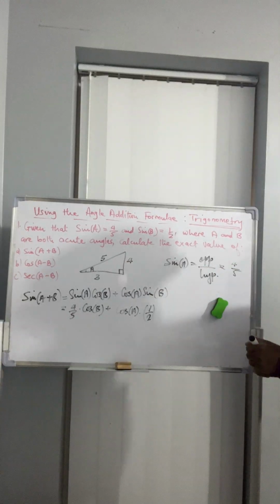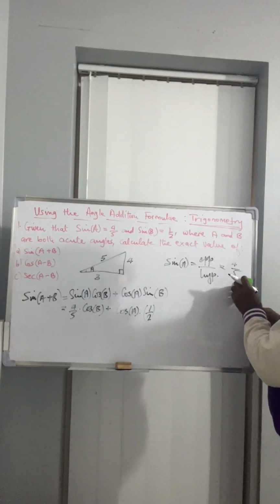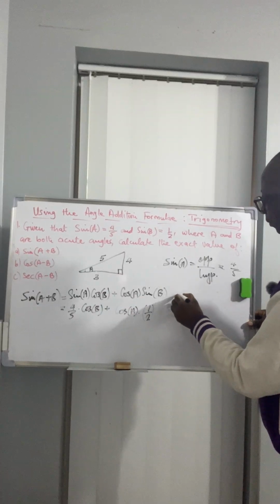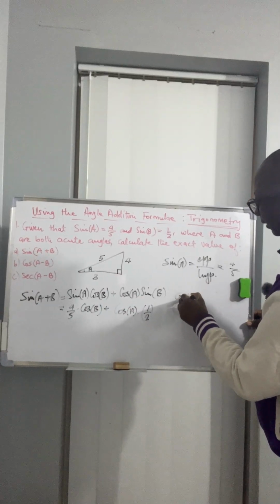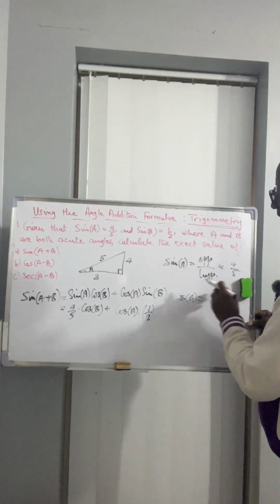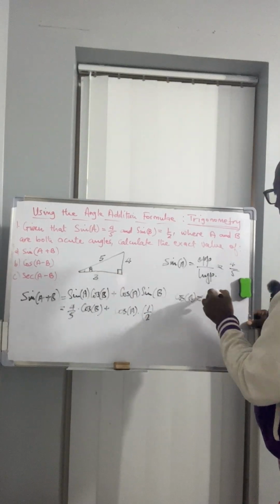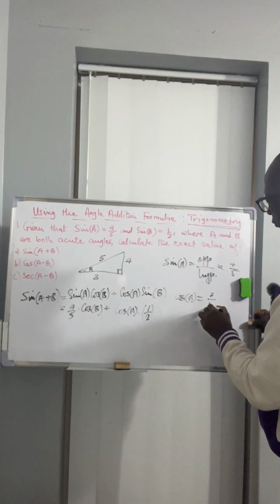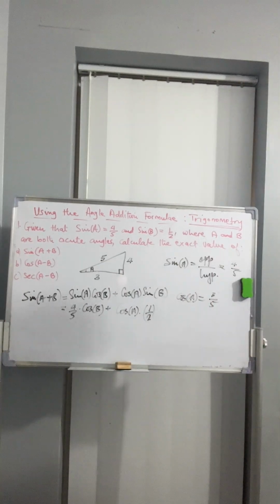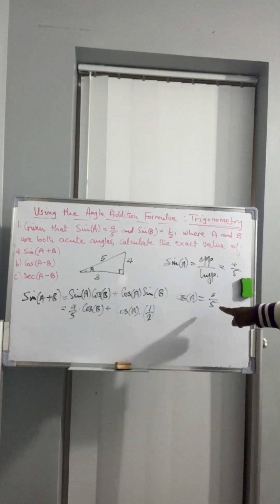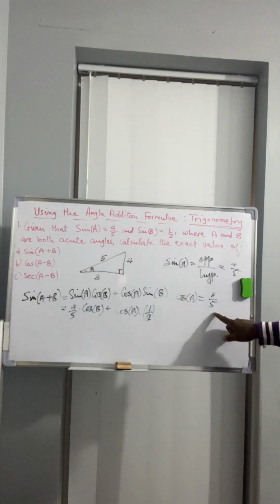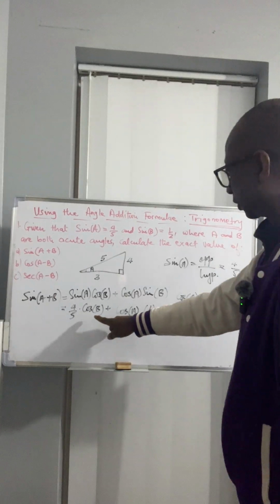triangle there, we can now solve for cos A. So what is cos A? You know that the cosine of A is equal to the adjacent all over hypotenuse. So the adjacent is 3 all over 5. Right? So you now know cos A is 3 all over 5. That is what we want, cos A, because we shall come to cos B.